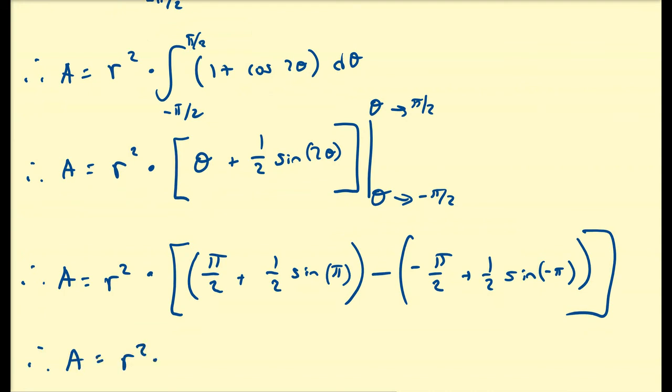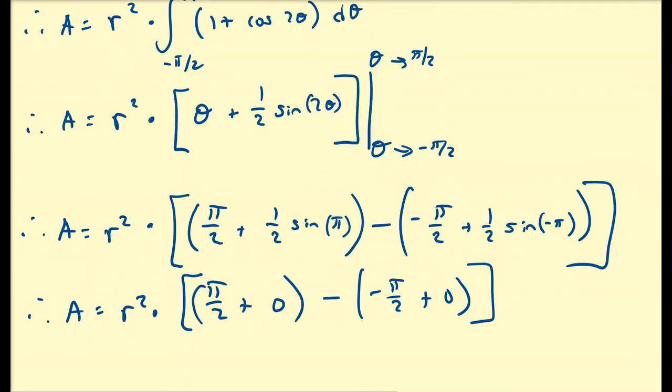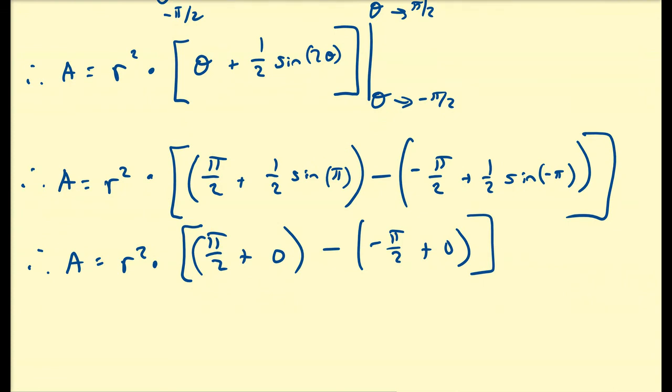And then what does that give us? So pi over 2 plus, well, the sine of pi is going to be equal to 0. And then minus pi over 2, sine of negative pi is also going to be 0. And then we have this pi over 2 minus negative pi over 2. So pi over 2 plus pi over 2 is going to be pi. And what do we get here? That means we have r squared times pi.